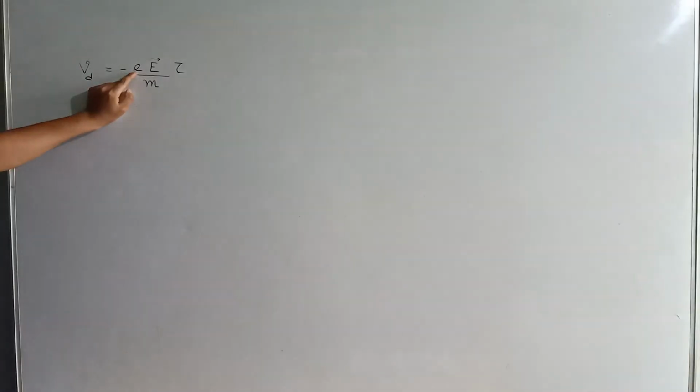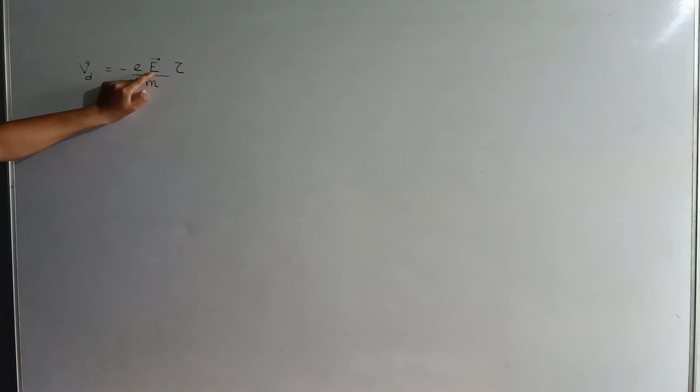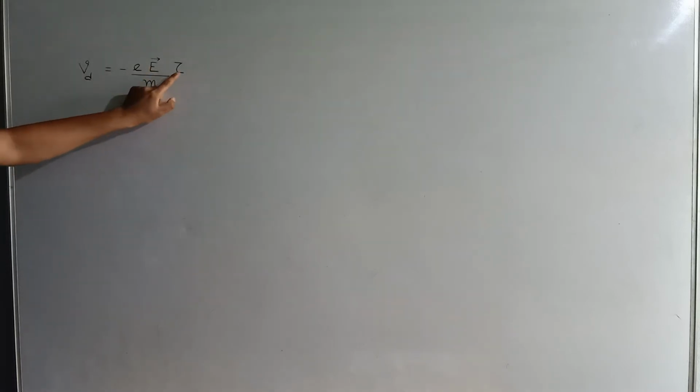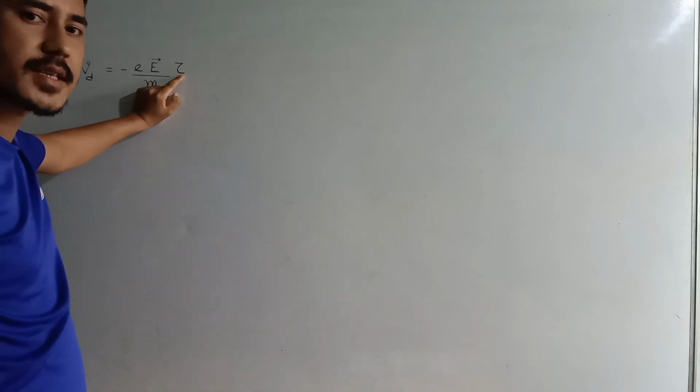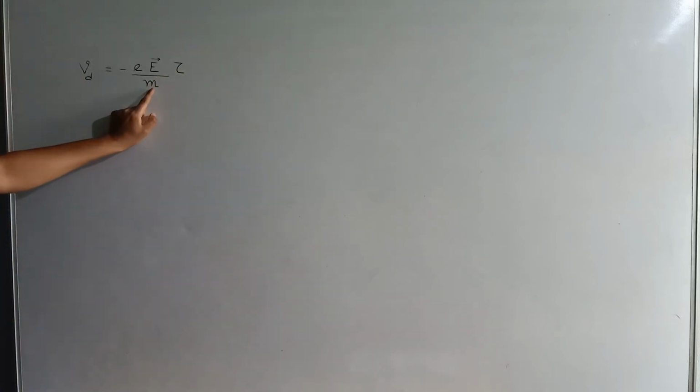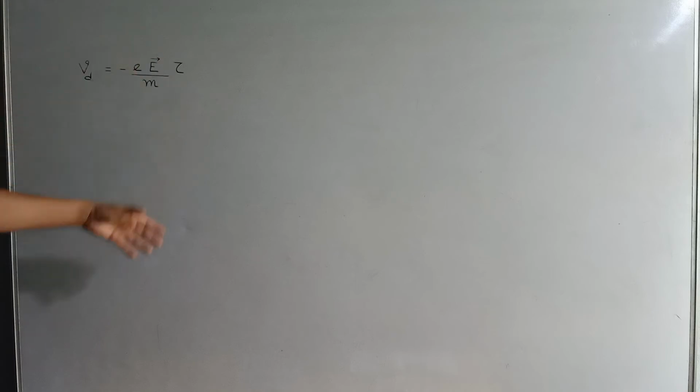Alright? So here, your minus e is the charge of an electron. Your E is the external electric field applied. Tau is the average relaxation time. And here your m is the mass of the electron.